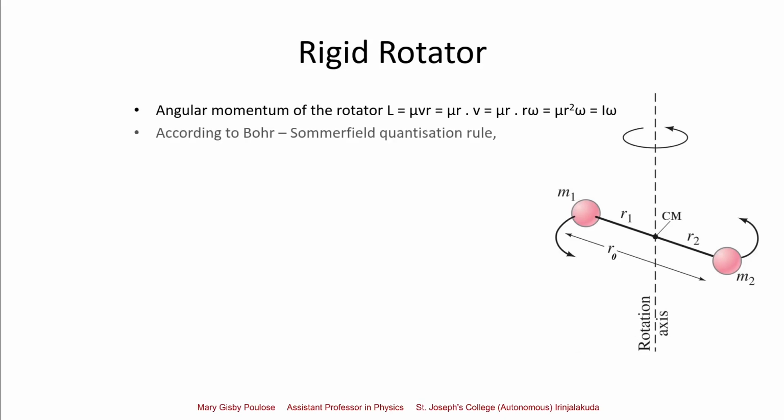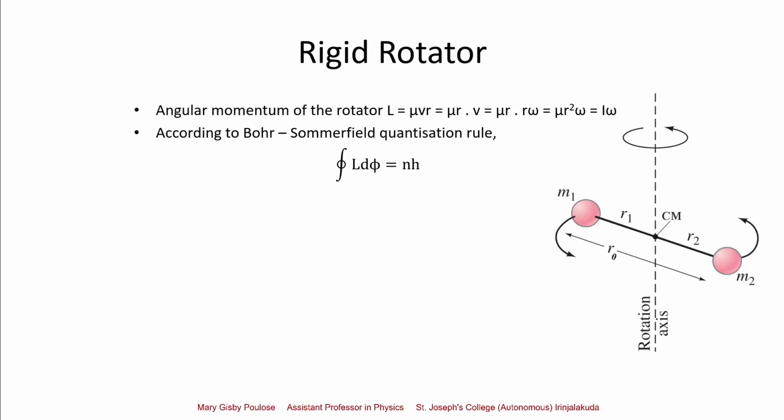Mu r square is the moment of inertia of the molecule, hence we get L equal to I omega. Now, according to the Bohr-Sommerfeld quantization rule, the closed integral of angular momentum along all possible directions of rotation will be equal to integral multiples of Planck's constant. That means the angular momentum cannot have all possible values. It cannot rotate with all possible values of energy.